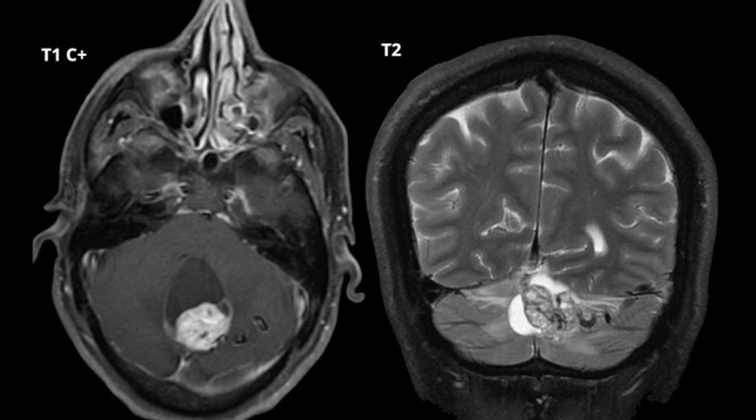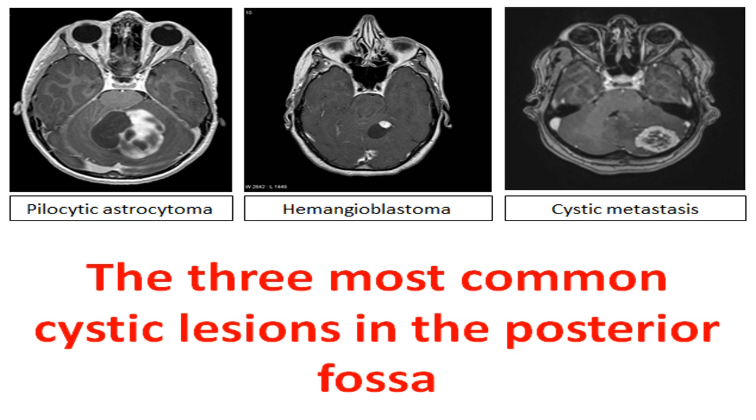There is a simple note regarding the most common cystic tumors in the posterior fossa. Pilocytic astrocytoma, which is most common, occurs in the pediatric age group. Hemangioblastoma commonly occurs in the adult age group. And cystic metastasis most commonly occurs in the old age group.